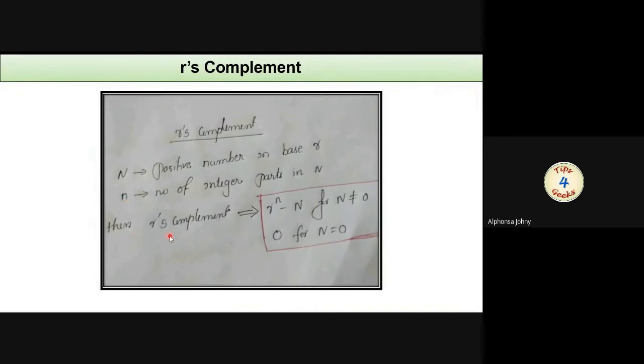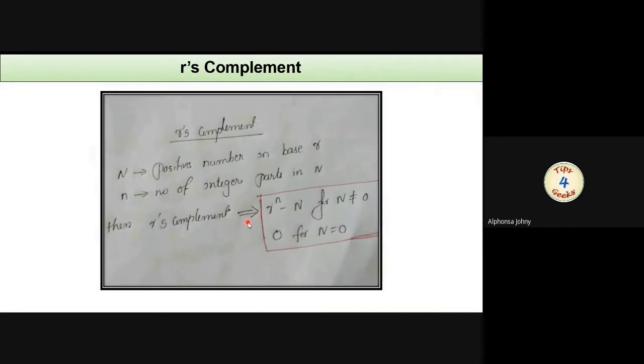Therefore, the r's complement can be expressed by the equation r raised to n minus N for N not equal to 0, and 0 for N equal to 0. We will see more worked out examples based on this equation and it will be clear to you. The equation is r raised to n minus N, where N is the original number given, small letter n is the number of digits in the integer part, and r is the base of the number system. If we are discussing decimal numbers, the 10's complement can be found by substituting r equal to 10. In the case of the binary number system, r is equal to 2, and so on.